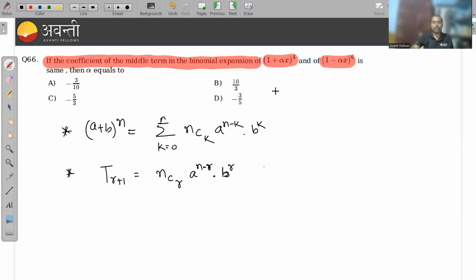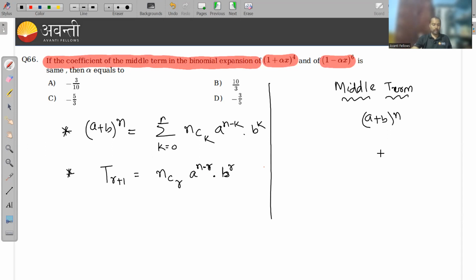Now we'll discuss the middle term. How can we find the middle term of a binomial expansion? I am telling you the formula. If the expansion is given as (a plus b) to the power n, two conditions arise here: one is n is even, and the other is n is odd. The two cases are arising.